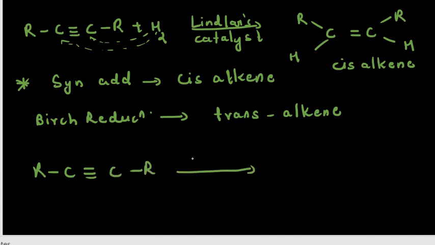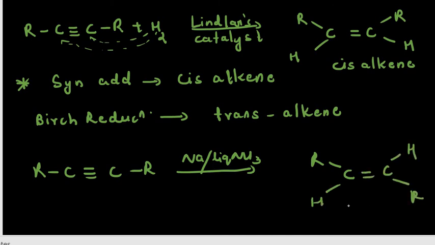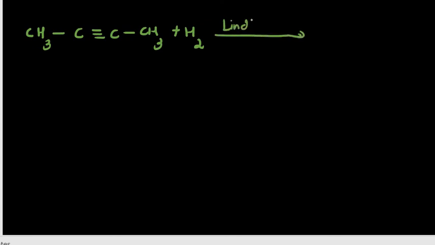Here in the presence of Birch reduction, the reagents are sodium in liquid ammonia. It will be giving us what? It will be giving us a trans alkene. This is our trans alkene. Now let us write a general reaction. Let us take the example of but-2-yne. So here we have CH3C triple bond CH3 plus H2. In presence of Lindlar's catalyst, you have to write what will be your product.